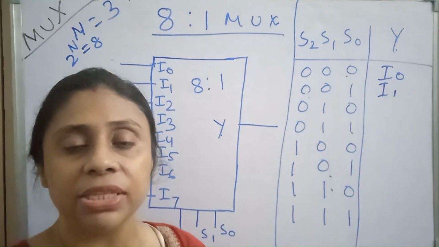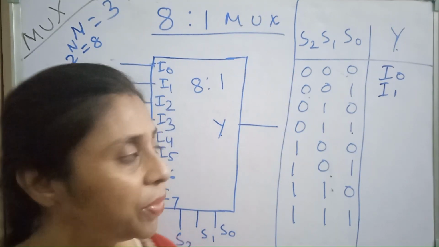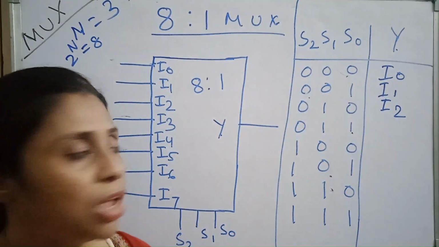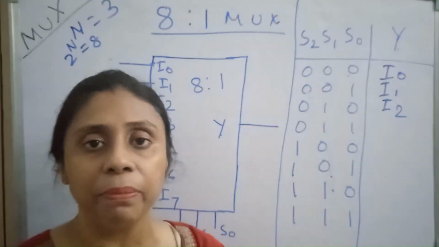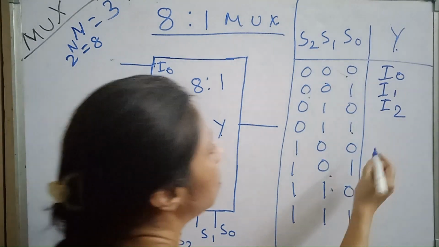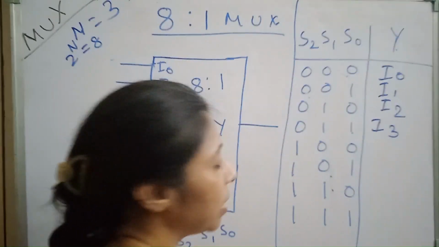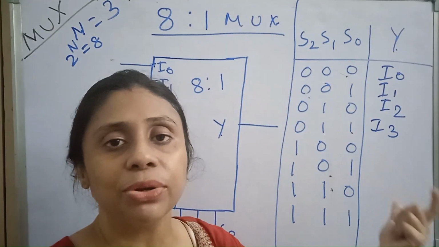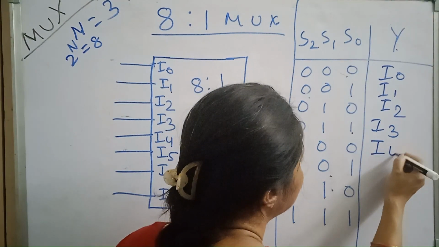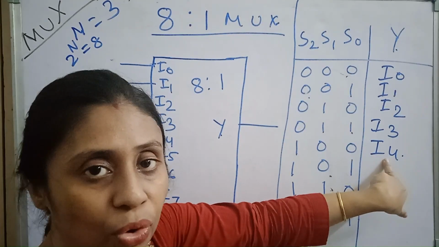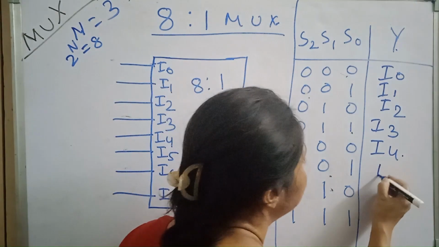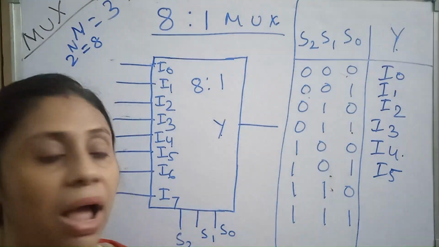For 0, 1, 0, that means decimal 2, then I2 will be selected and Y is equal to I2. For 0, 1, 1, that means decimal 3, then I3 will be selected and Y is equal to I3. For 1, 0, 0, that is the decimal equivalent of 4, so I4 will be selected and Y is equal to I4. For 1, 0, 1, decimal 5, so I5 will be selected and Y is equal to I5.